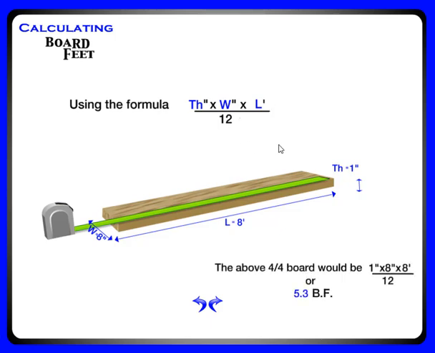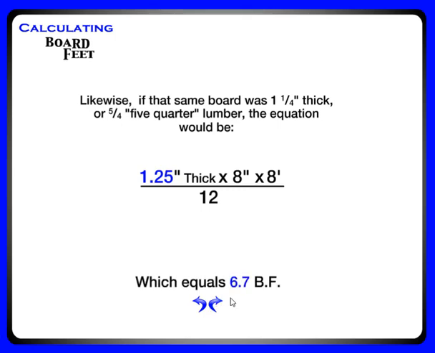Using the formula thickness in inches times width in inches times length in feet, you'll see in this example we have a 1 inch board, 8 inches wide, 8 feet long. Multiply that out, divide it by 12, and the total would be 5.3 board feet. If the board were 5/4 thick, or 1.25 inches, the multiplier would be 1.25, and the actual board footage would be 6.7 board feet.